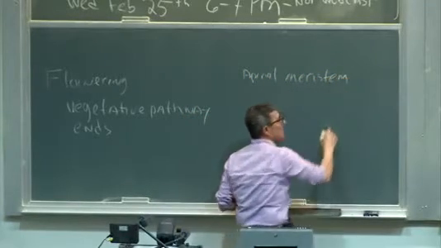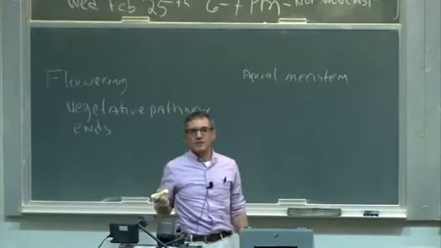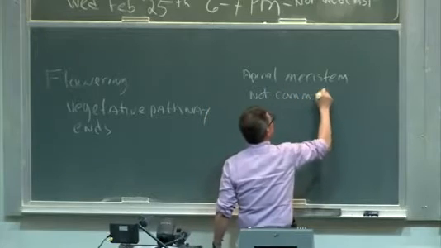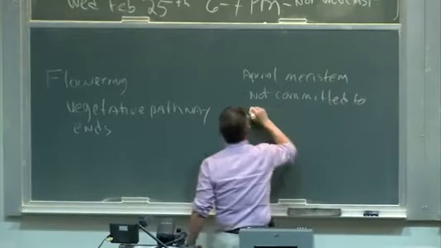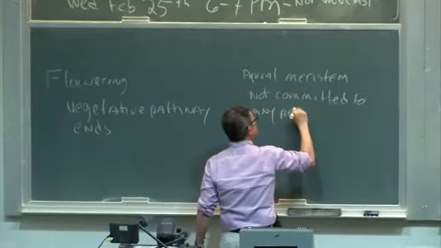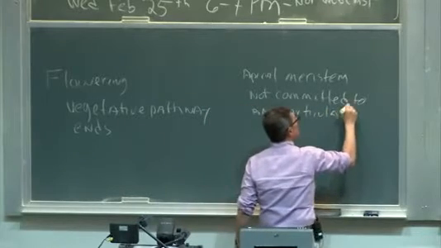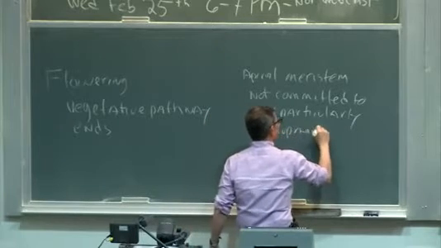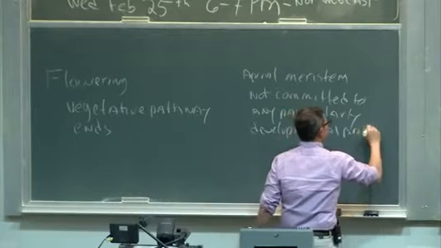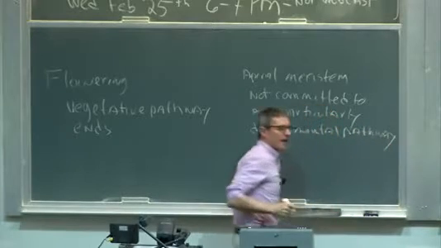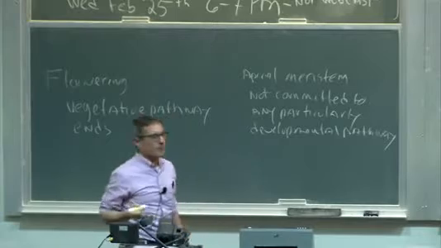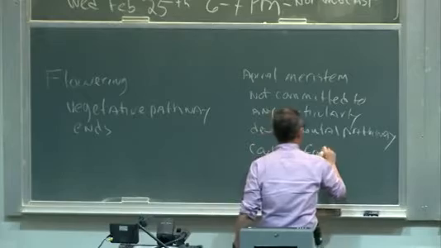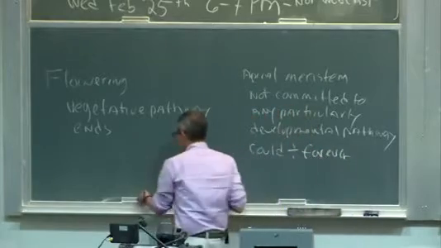And to remind you of the vegetative shoot axis, we have an apical meristem. And in the vegetative apical meristem, we said that the cells are not committed to any particular developmental pathway, and that in theory, the cells which make up the apical meristem could divide forever.